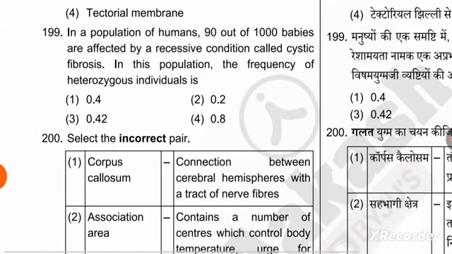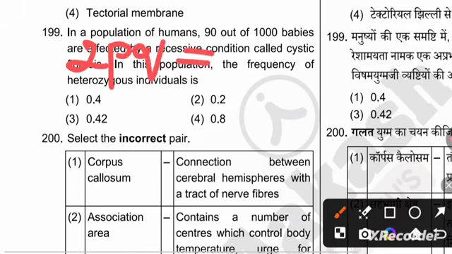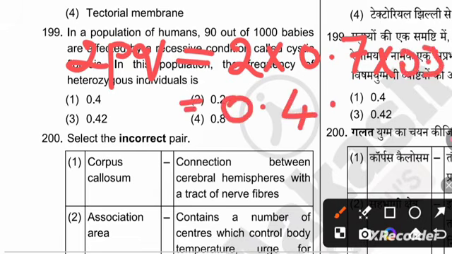Then 2pq will be how much, children? 2 into 0.7 into 0.3. How much will we get? We'll get 0.42. 2pq is equal to 0.42. So 0.42 is the right answer for this question. Let us go to the last question.